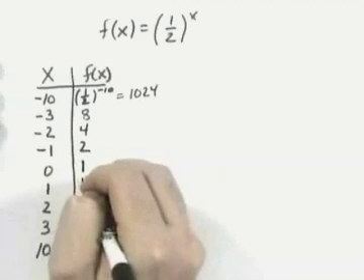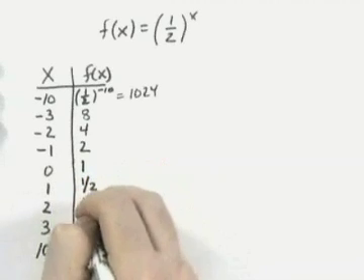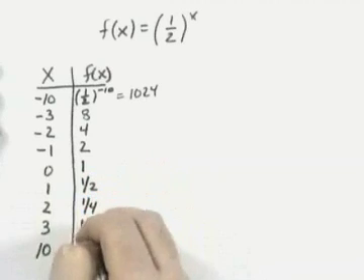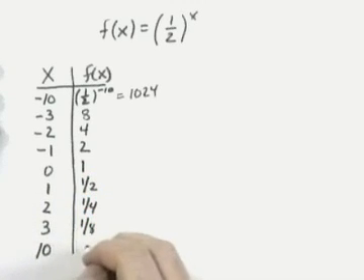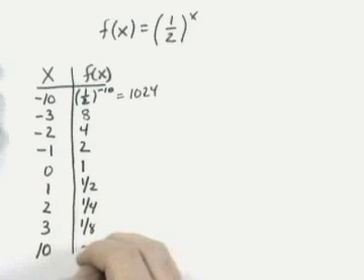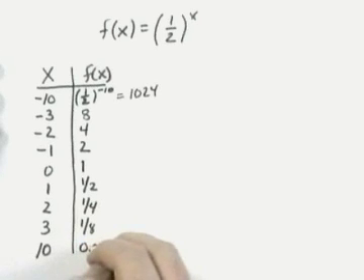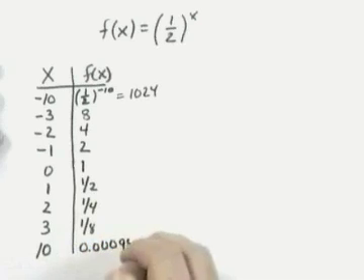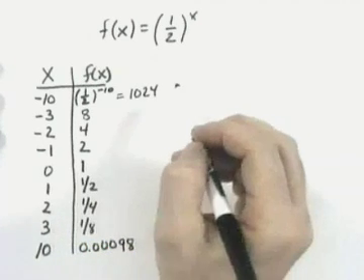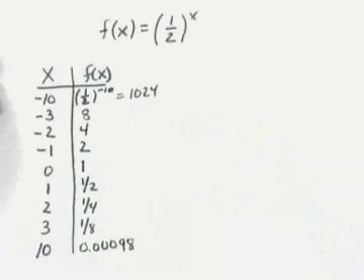1/2 to the 1st power is 1/2. 1/2 to the 2nd power is 1/4. 1/2 to the 3rd is 1/8. 1/2 to the 10th is about 0.00098.